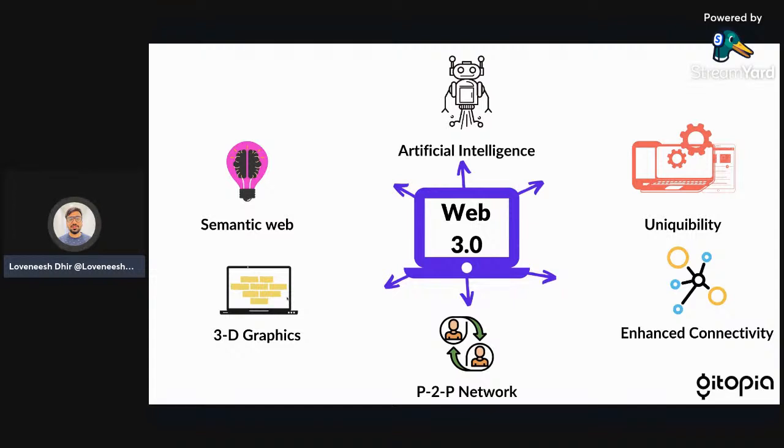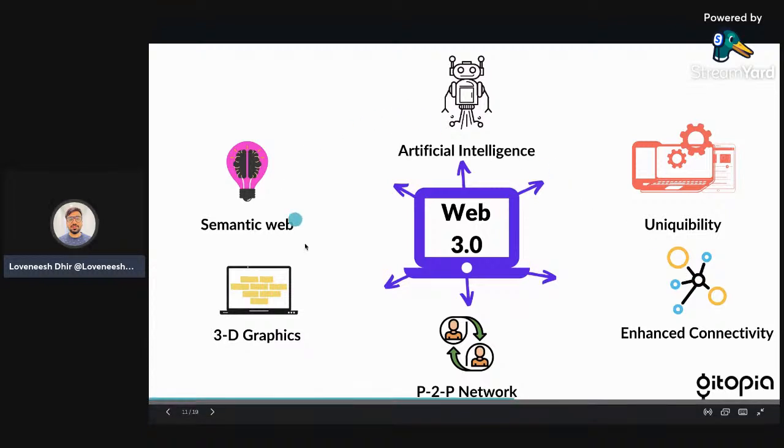Another thing is 3D graphics. So many of the people nowadays are talking about metaverse. So basically, Web3 is also about utilizing virtual reality and making it more realistic and natural looking. And another thing is semantic web. So semantic web understands contents of web rather than focusing on the keywords and the numeric values only. Okay. So these are the things that collectively make Web3 more unique.